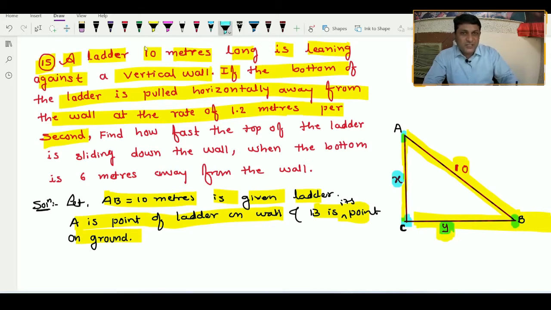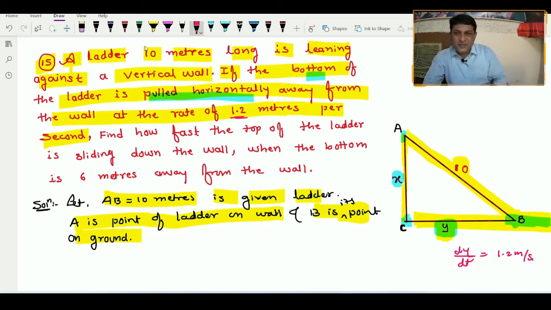Again observe here, if the bottom of the ladder is pulled horizontally away from the wall, so we can say that the value of y is changing, and this change in the value of y with respect to time is given to us as 1.2 meter per second. So this is the given value. Therefore dy upon dt will be equal to 1.2 meter per second.